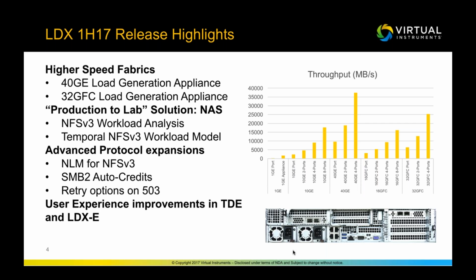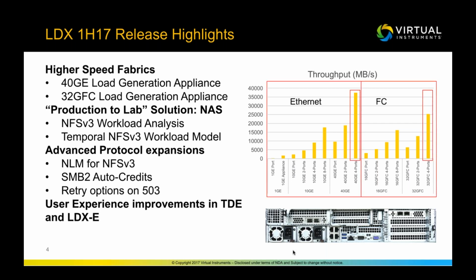First and foremost, we introduced 2 series of the higher speed fabrics load generation appliances. For a long time, we've been supporting 1 gig, 10 gig Ethernet, and then 16 gig fiber channel. In the first half of this year, we introduced the full line rate 32 gig fiber channel load generation appliance, as well as the line rate 40 gigabit Ethernet load generation appliance. As you can see on the chart on the right-hand side, these new appliances are delivering some very impressive performance numbers over the existing load generation appliances that we have.